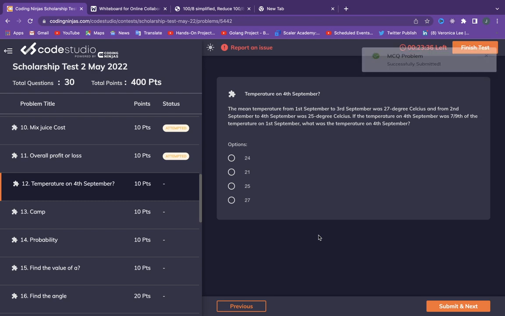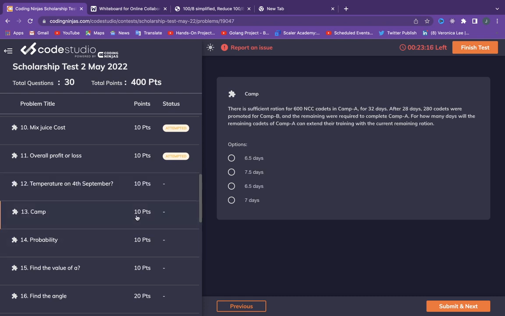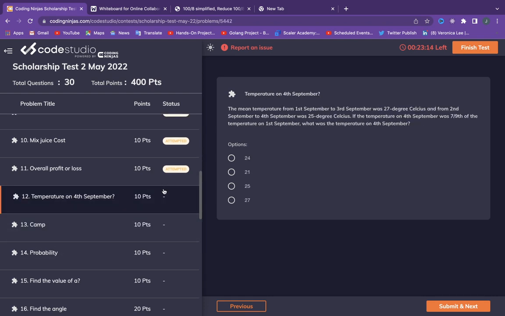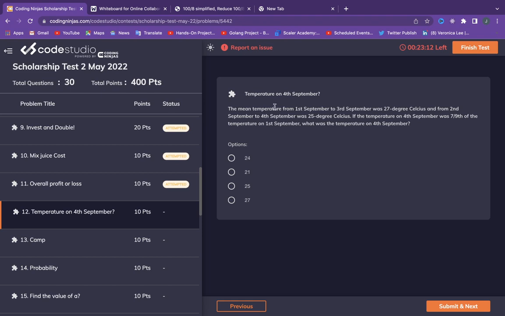Temperature from 1st September to 3rd September was 27 degrees Celsius, and from 2nd September to 4th September was 25 degrees Celsius. If the temperature on 4th September was 7 by 9th of the temperature on 1st September, what was the temperature on 4th September? I mean, why would I even.